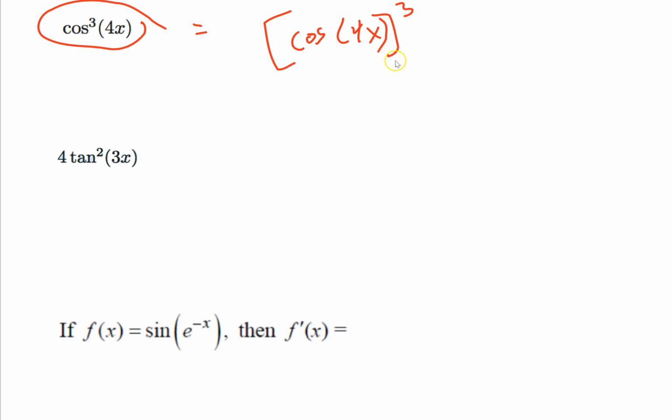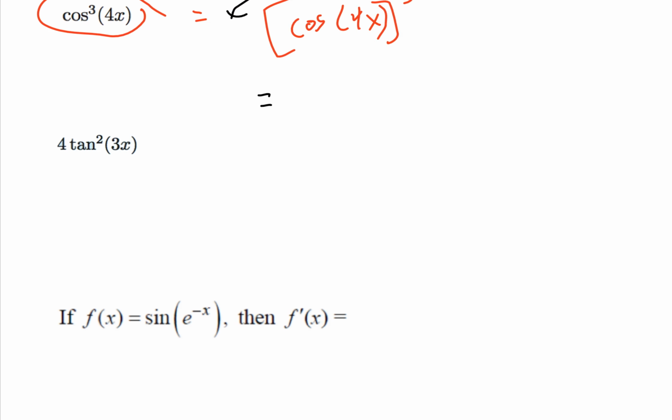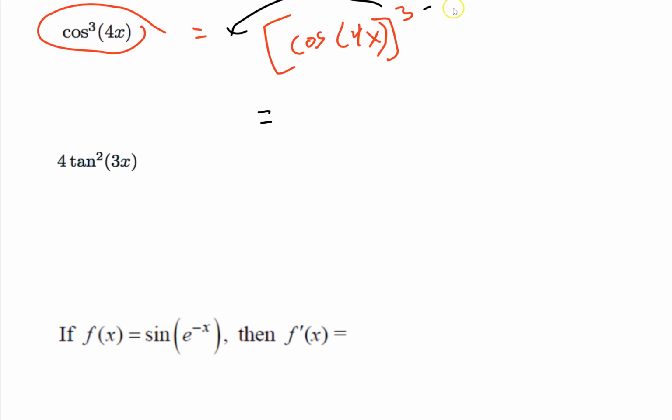Now what we have here is what we call a nested chain rule. So there's different levels. Cosine 4x is inside the cube, but 4x is inside cosine. So there's actually a couple levels of chain rule here. So take the derivative of the outside. We go outside in, so bring the 3 down, subtract 1 off, so it's 2. Leave the inside alone.